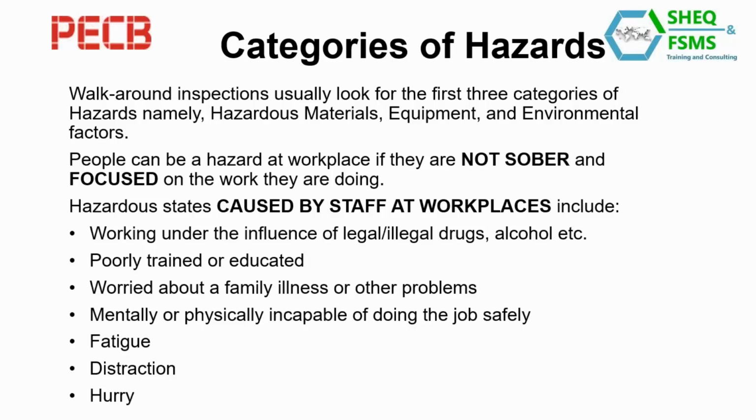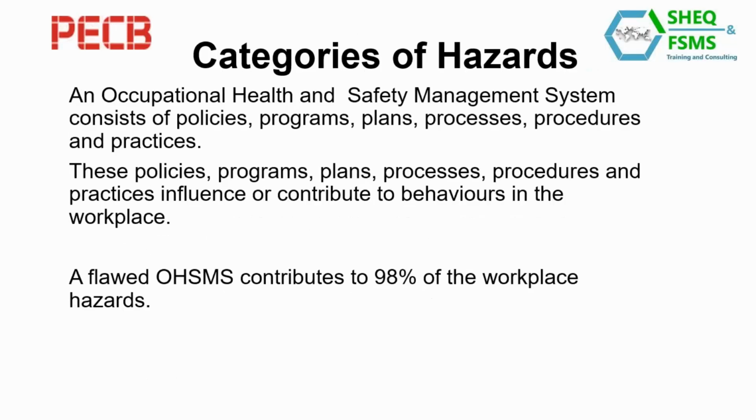An occupational health and safety management system consists of policies, programs, plans, processes, procedures, and practices. These policies, programs, plans, processes, procedures, and practices influence or contribute to behaviors in the workplace. A flawed occupational health and safety management system contributes to 98% of the workplace hazards.